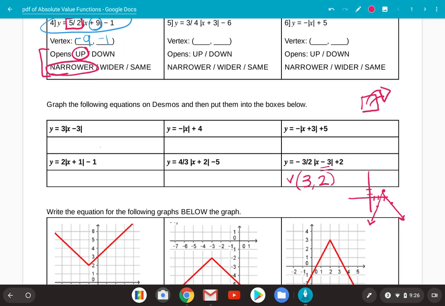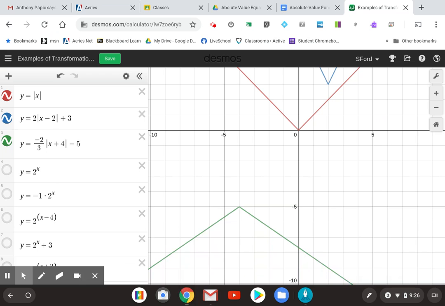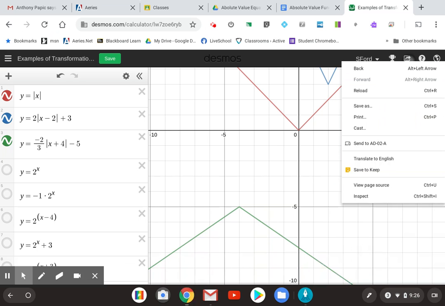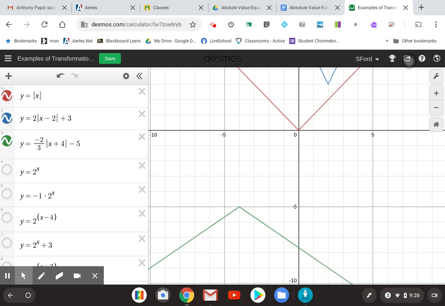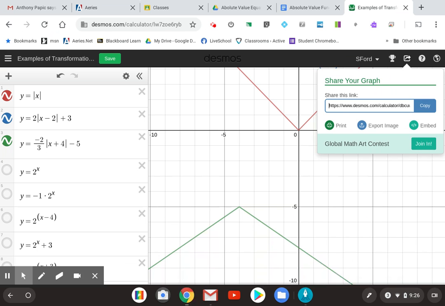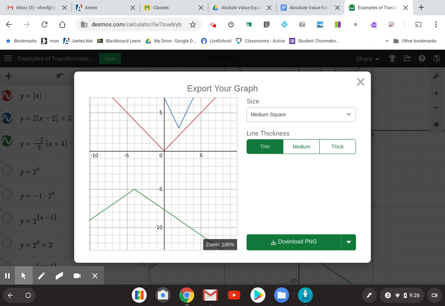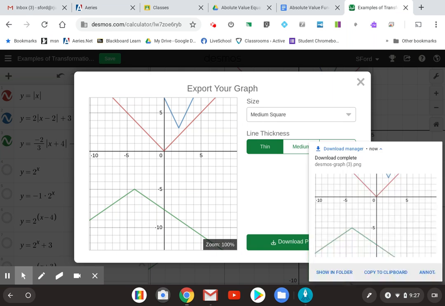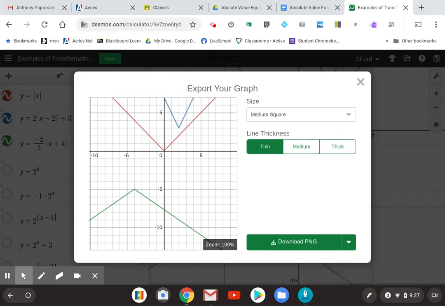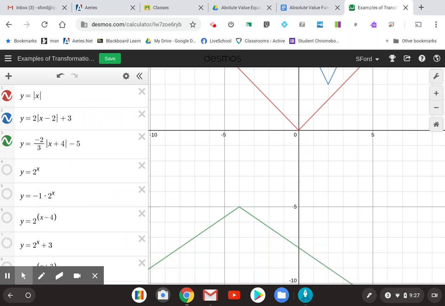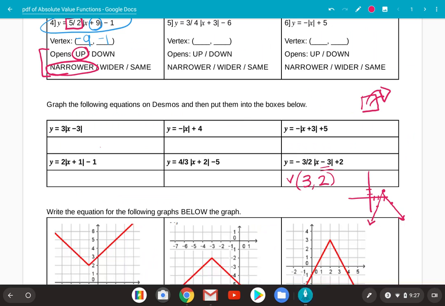Okay, and to import it, you're going to click on this button. Sorry, clicked on it too much. You're going to click on that one. Click on Export Image. It's going to come up, play around with it. Download PNG, and you want to copy it to your clipboard. If you copy it to your clipboard, then you just hit Control V, and it makes it a whole lot easier for you. Okay. So we did that one, so get that one.